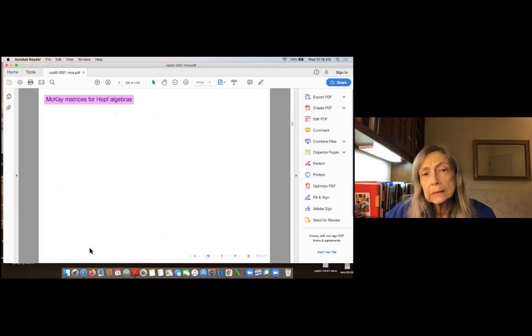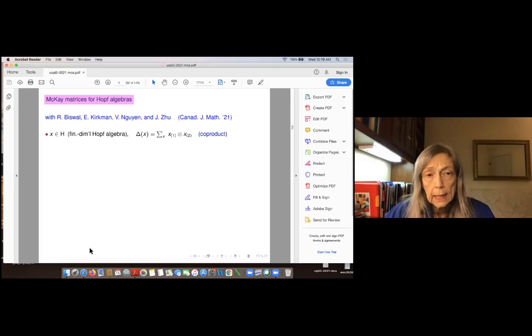So let's think about McKay matrices for Hopf algebras. This is joint work with Reka Biswal, Ellen Kirkman, Van Nguyen, and Jiru Zhu. It just appeared in the Canadian Journal of Mathematics. Okay, so we have a finite dimensional Hopf algebra.